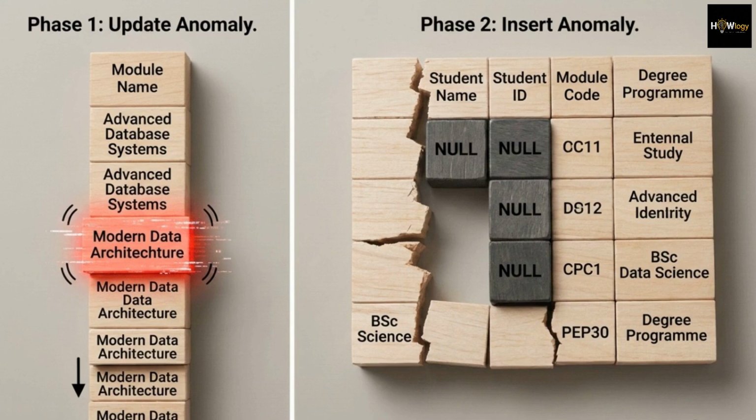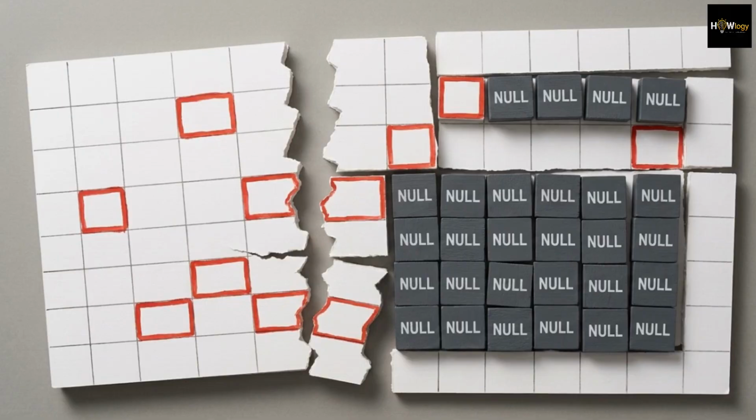There is also the insert anomaly. If the university launches a new degree program before any students have enrolled, there is no way to enter that program into the system without creating massive blank voids in the spreadsheet. Flat file systems cannot handle evolving information without generating these errors. Fixing this requires a change in how the data is structured.